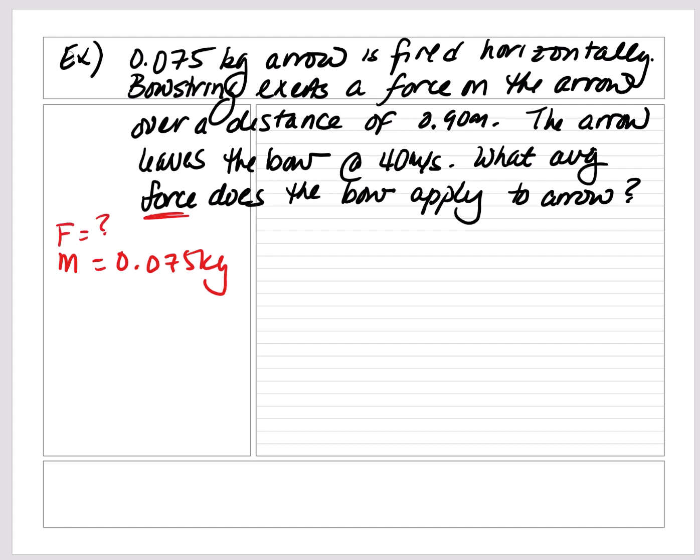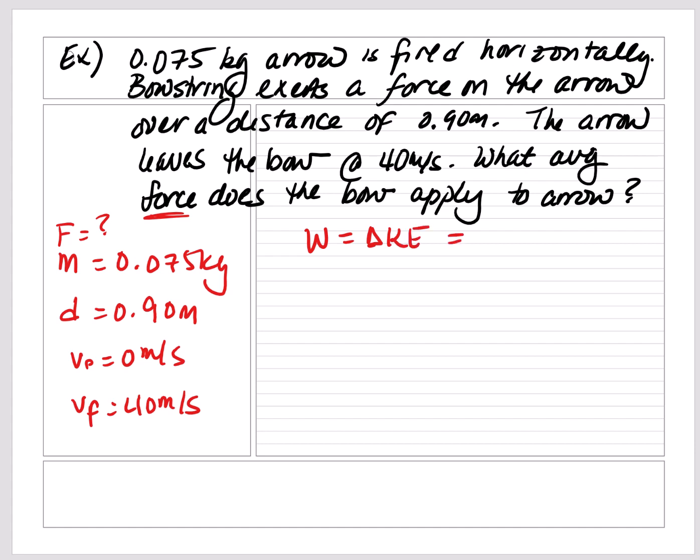A distance is given as 0.90 meter. It states that the ball leaves at 40 meters per second, but we want the force that is applied to cause this ball to leave at 40 meters per second. So that means the initial velocity has to be 0 and the final velocity has to be 40 meters per second. So the only formula with these variables is the work energy theorem.